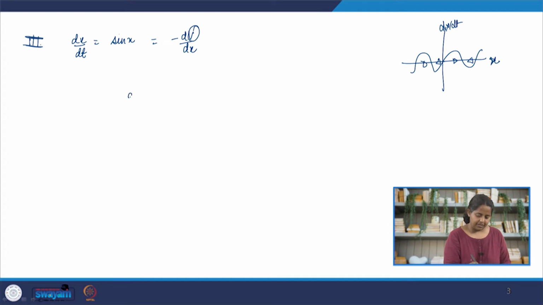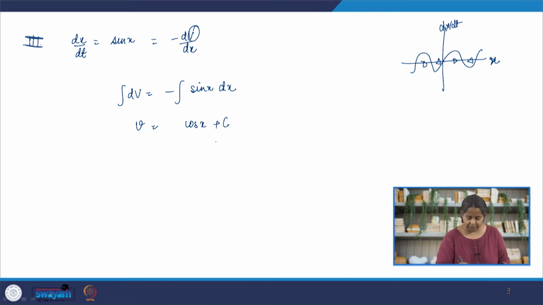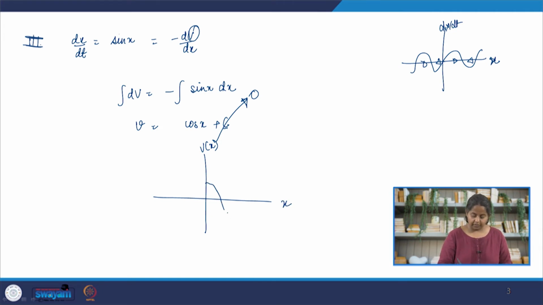Very easy. dV is equal to minus integration of sin x with dx. When you integrate, you will get V is equal to cos x plus a constant of integration, which for convenience sake we can set to 0, because we just need to understand the behavior of the system. We don't really need to know the value of the constant of integration. So now let's plot our potential diagram, V(x) on the y-axis and x on the x-axis. So we know how cos x behaves.